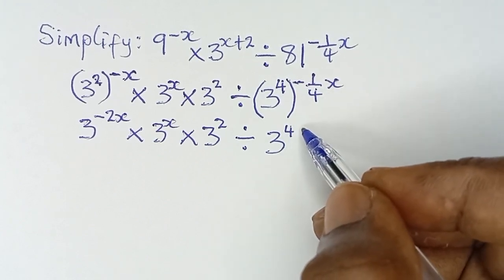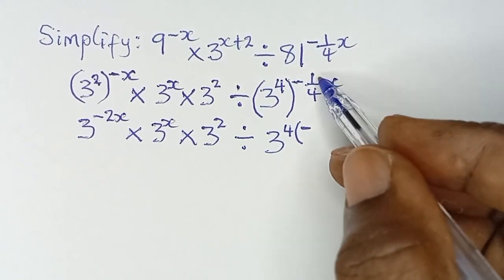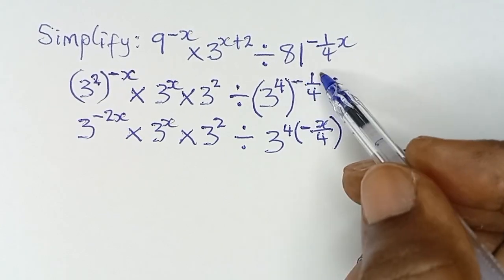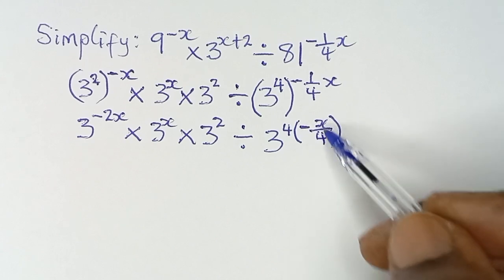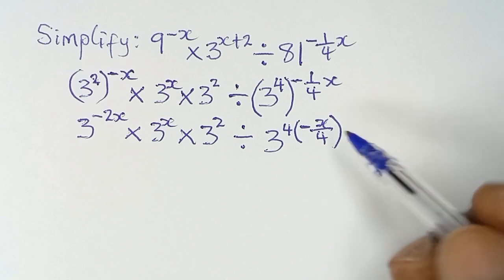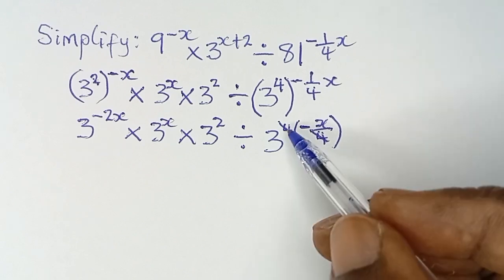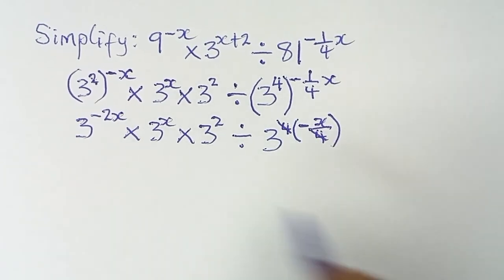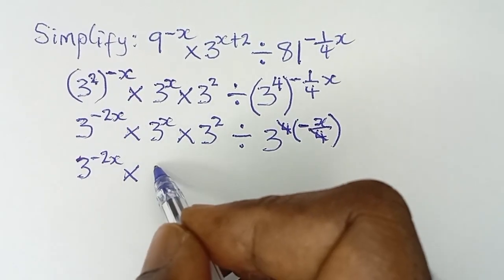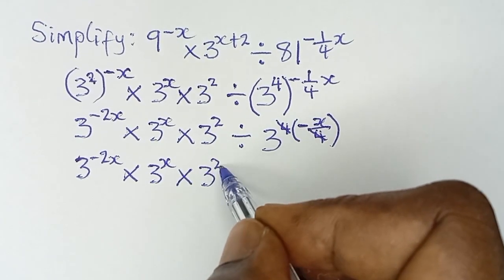This 4 now is multiplying negative 1 over 4x. This 1 over 4 can be expressed as x multiplied by 1, which is x, all over 4. So negative 1 over 4x is the same thing as negative x over 4, because this x multiplies the numerator 1 and then all over the denominator. So you agree with me that this 4 can cancel this 4, because we are multiplying the powers. So this simplifies now to 3 raised to the power negative 2x multiplied by 3 raised to the power x multiplied by 3 raised to the power 2.